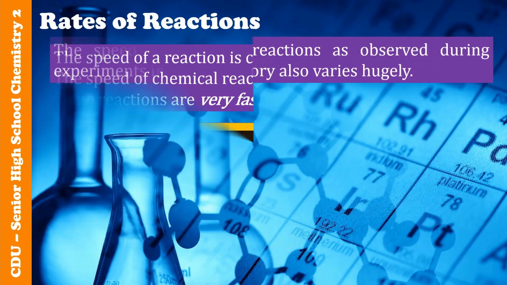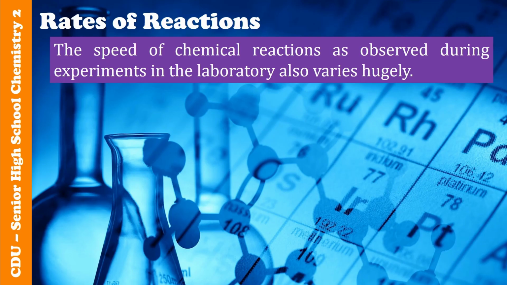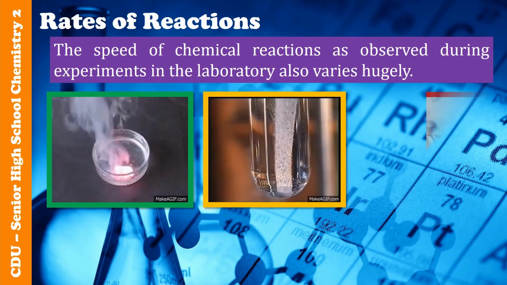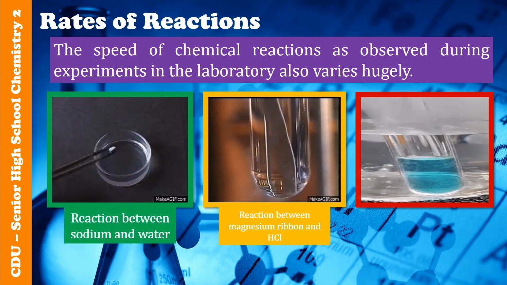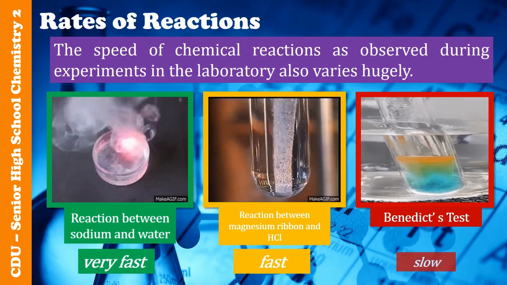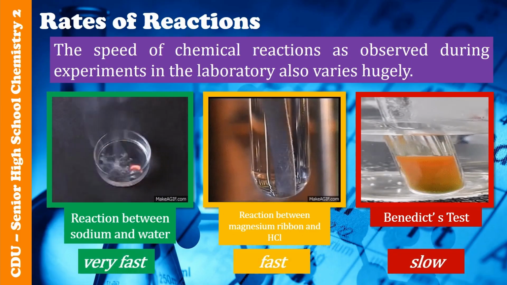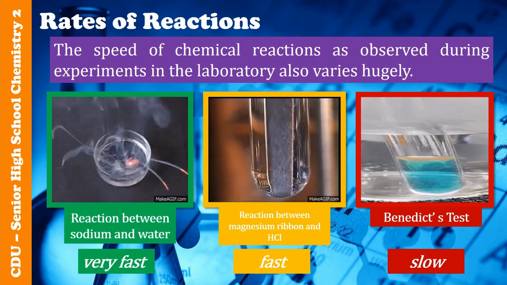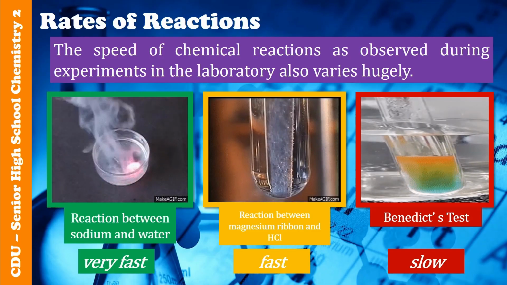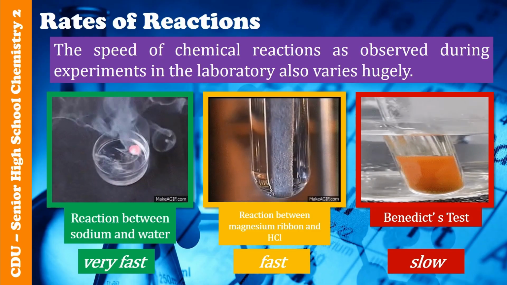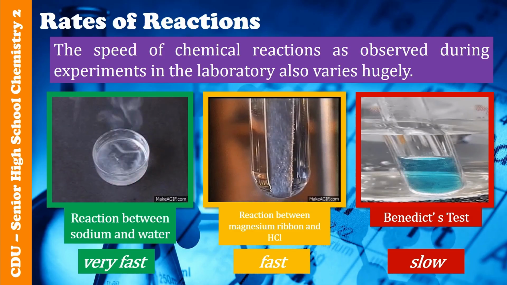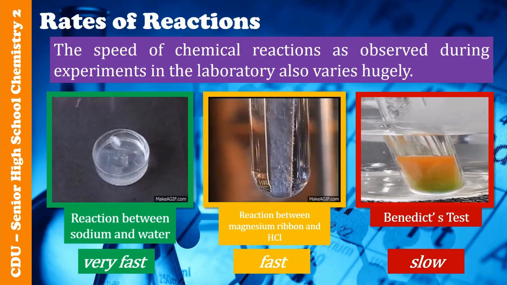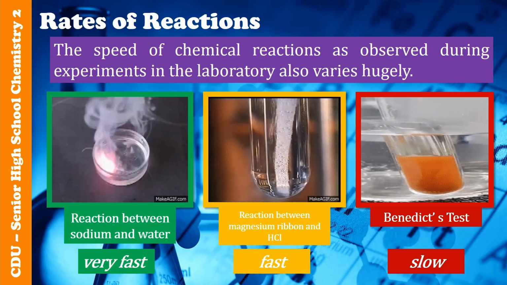The speed of chemical reactions as observed during experiments in the laboratory also varies hugely. Some chemical tests, such as Benedict's test, require heating the mixture for at least 3 minutes in order for a color change to be observed. Some reactions occur instantaneously without the application of heat, such as the reaction between magnesium ribbon and hydrochloric acid. The magnesium ribbon totally dissolves in the acid in about a minute. Some reactions occur very fast, in a matter of seconds, such as the explosive reaction of sodium in water.